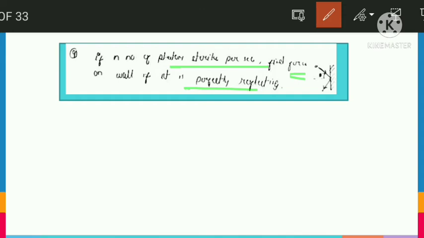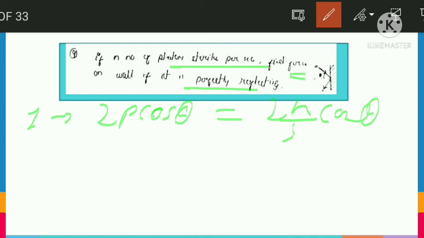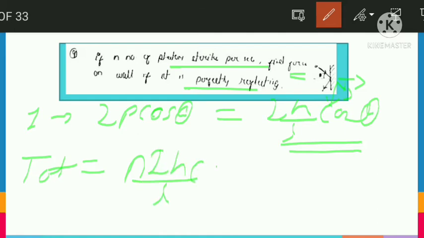So what can we write, friends? For one photon, the momentum imparted on the wall will be 2p cos theta, and p is h by lambda, so 2 times h by lambda cos theta, because p is acting here, with its cos component here and sine component here. The sine component will not contribute, only the cos component will contribute. So this is for one photon. Similarly, for the total photons, it will be multiplied by n, so n times 2h upon lambda into cos theta.